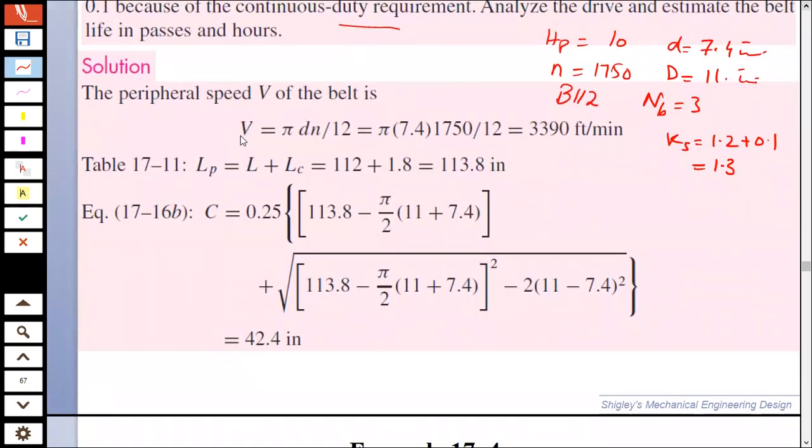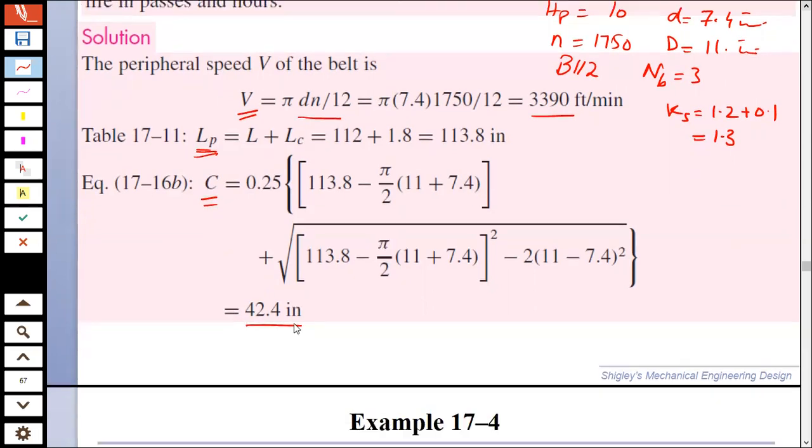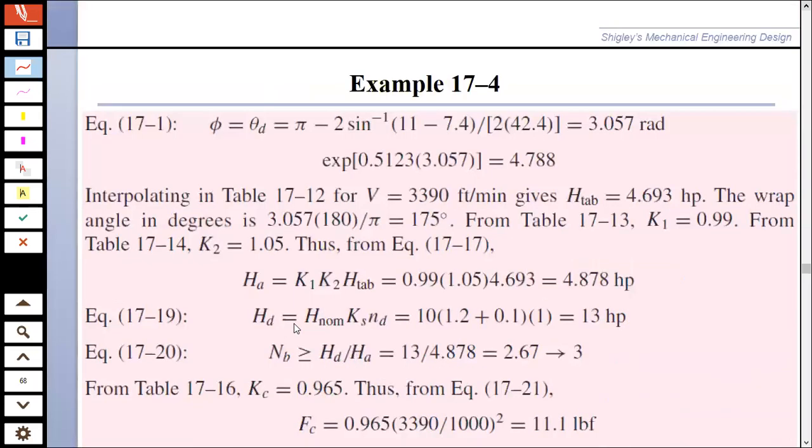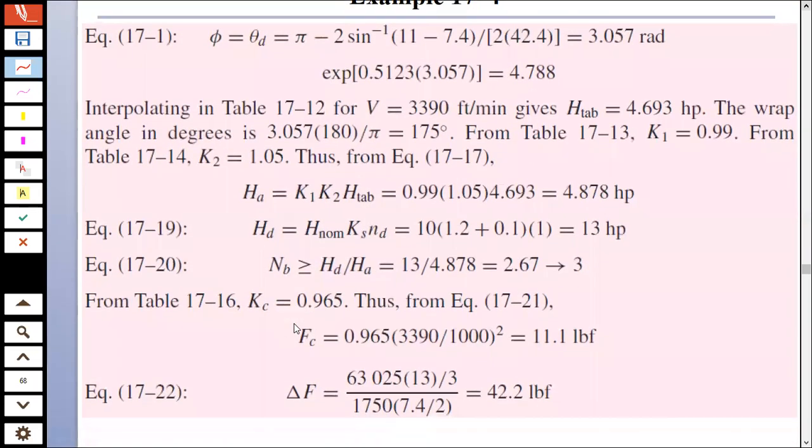First of all, go ahead and find your speed V, that is pi dn by 12. Okay, so that is your velocity. From the equation 17-11, find the pitch length of the belt, which is Lp, L plus Lc. Similarly, go ahead and find your center to center distance, which is 17-4 inches, putting in the values. Okay. And then follow the same procedure.